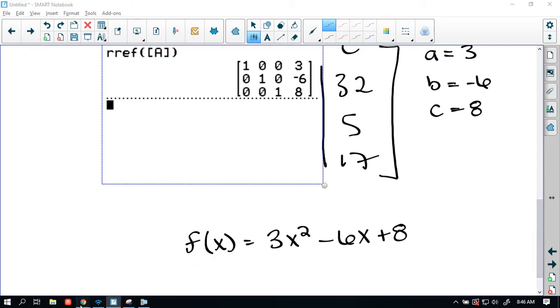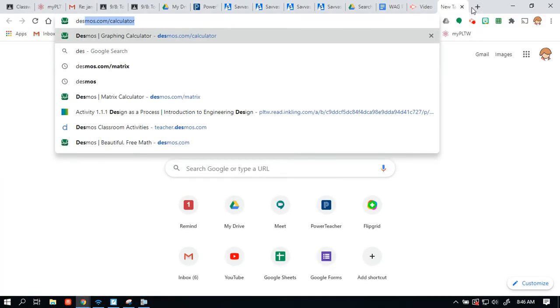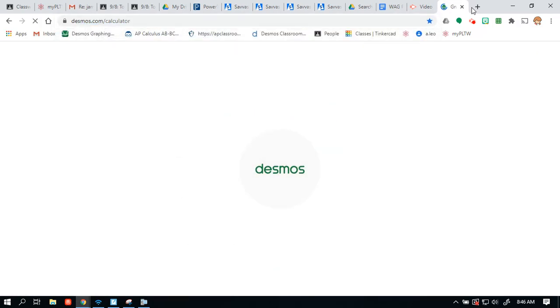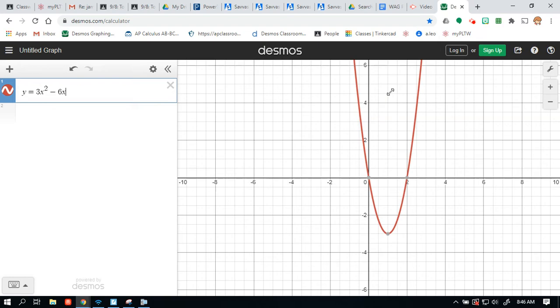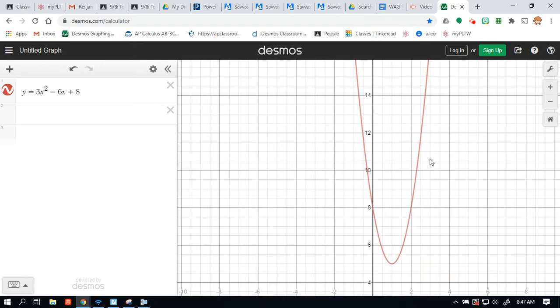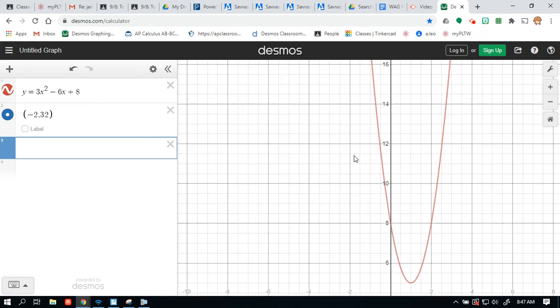Let me go over to Desmos. That'd be the easiest way to show the points. 3x squared minus 6x plus 8. Here's a nice graph. Let's see if I could do a point. Let's see if I do -2, 32. Desmos gives us a point.